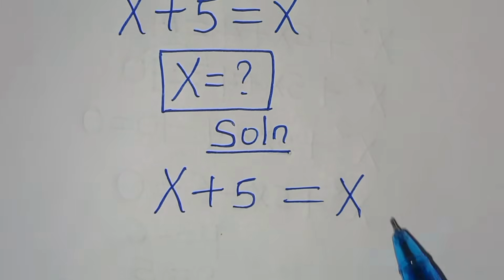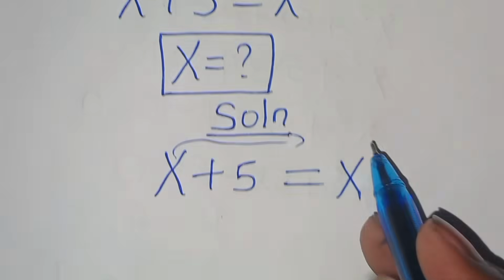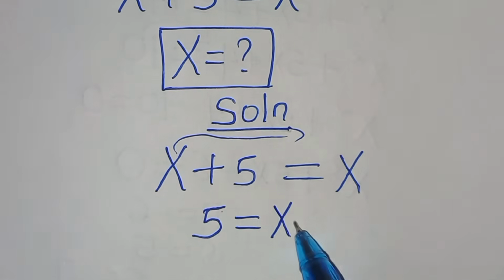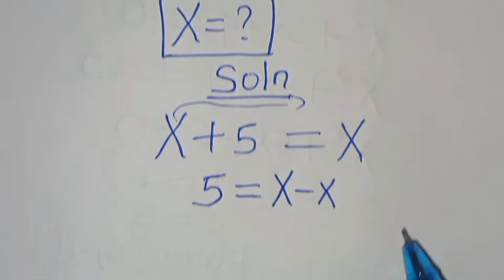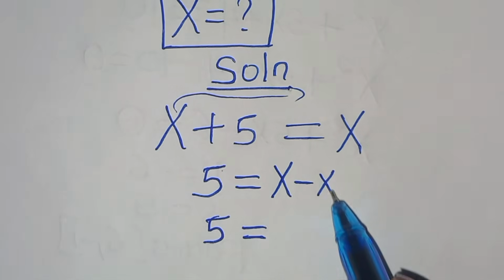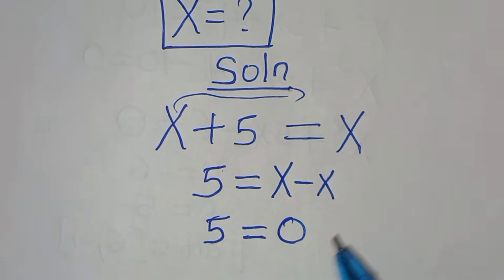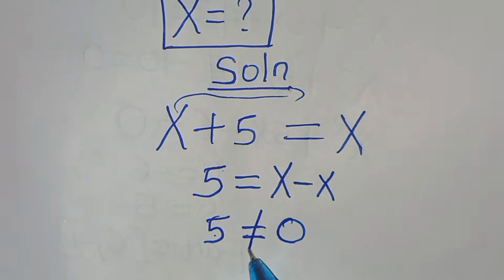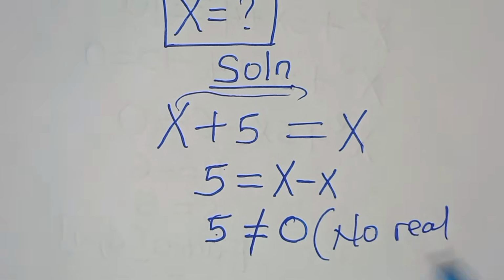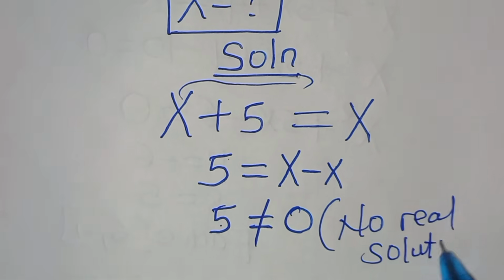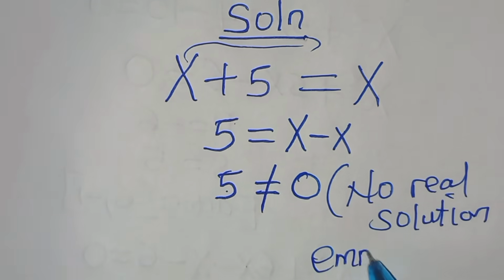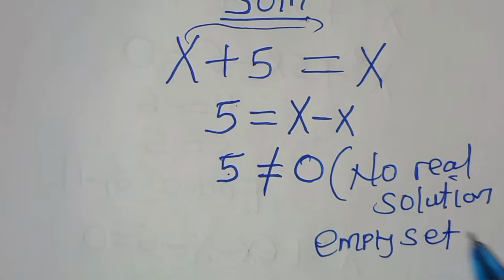So the first step is to take x on the right hand side so that we have 5 equal to x, subtract x. So this means that 5 is equal to x minus x, this is equal to 0. And this means that 5 is not equal to 0. This means there is no real solution for this math problem. What we have is an empty set.